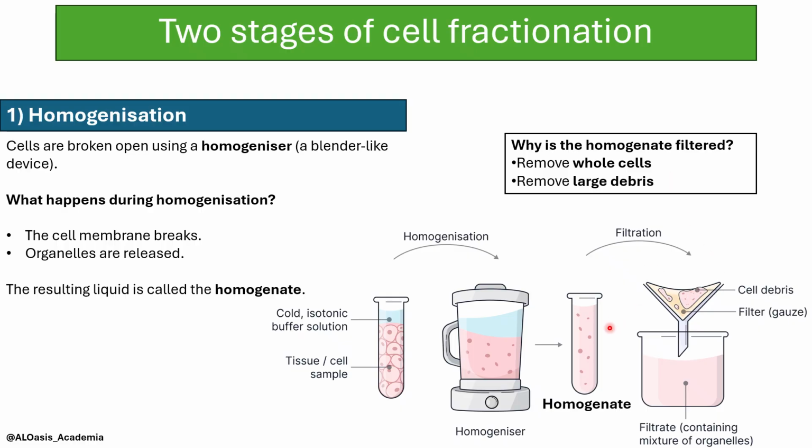So once the homogenate is filtered through a funnel, all the large debris and the whole cell remains will just stay in the funnel at the top, and then all the filtrate, which is what we name the solution after we filter it, will contain a mixture of organelles. Okay, we still haven't isolated the mitochondria, but we know now that the mitochondria are going to be here among other organelles, and that's the first stage of cell fractionation.